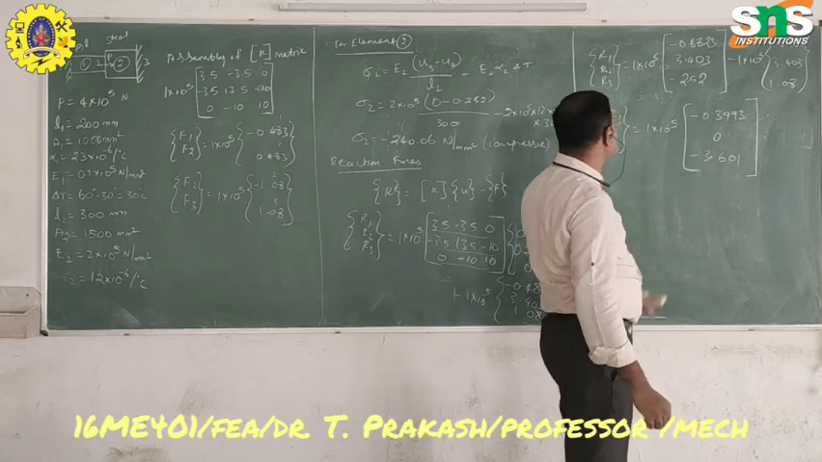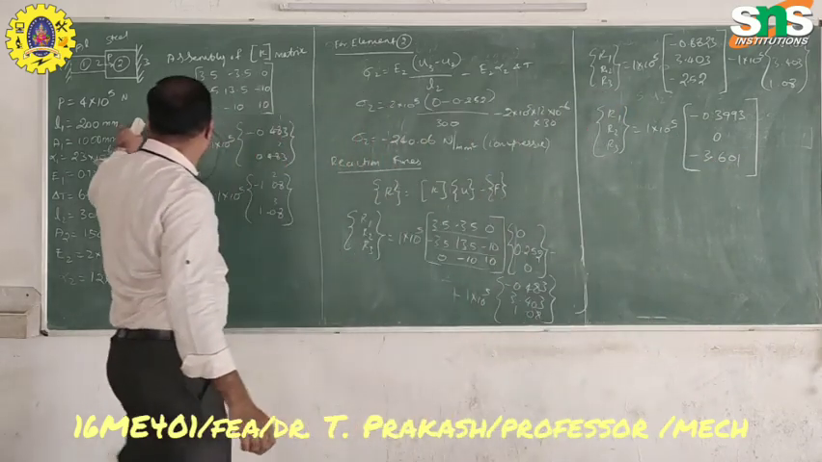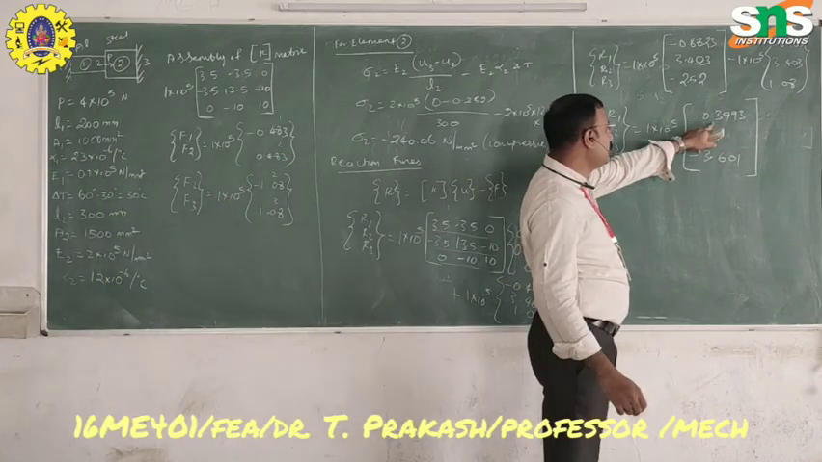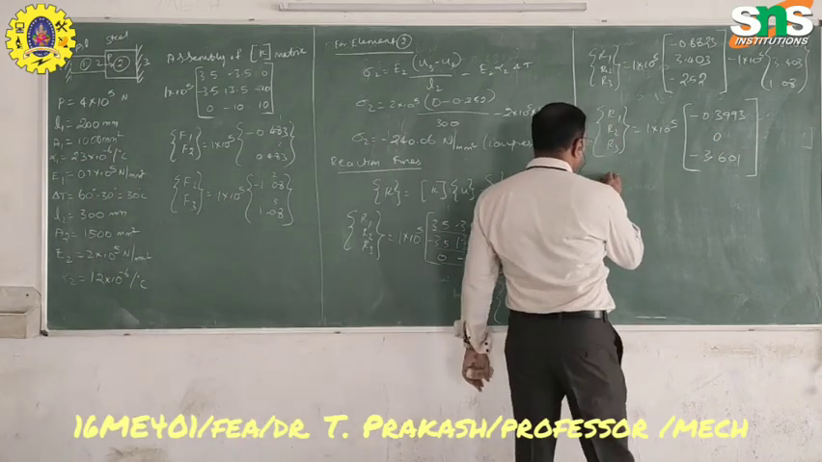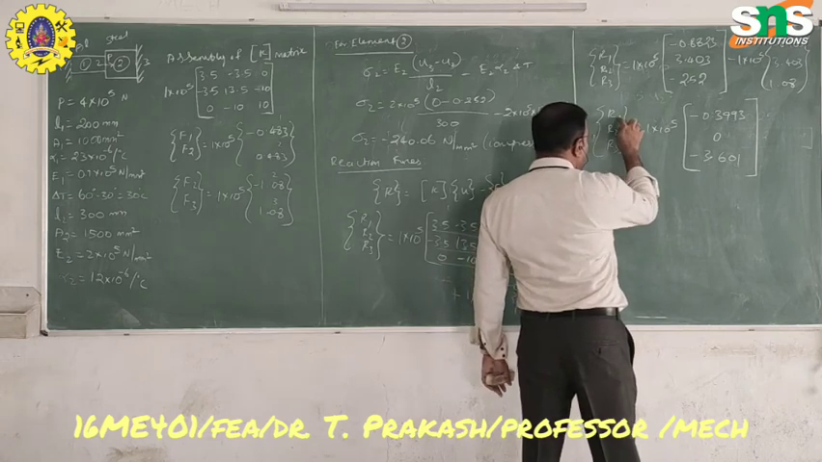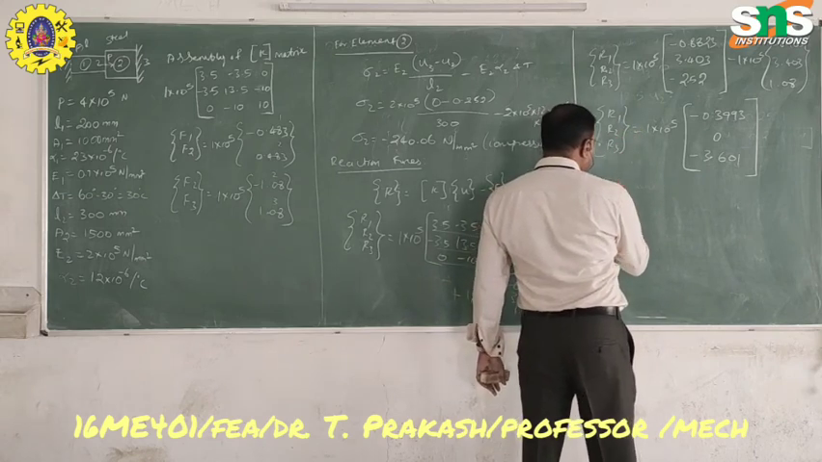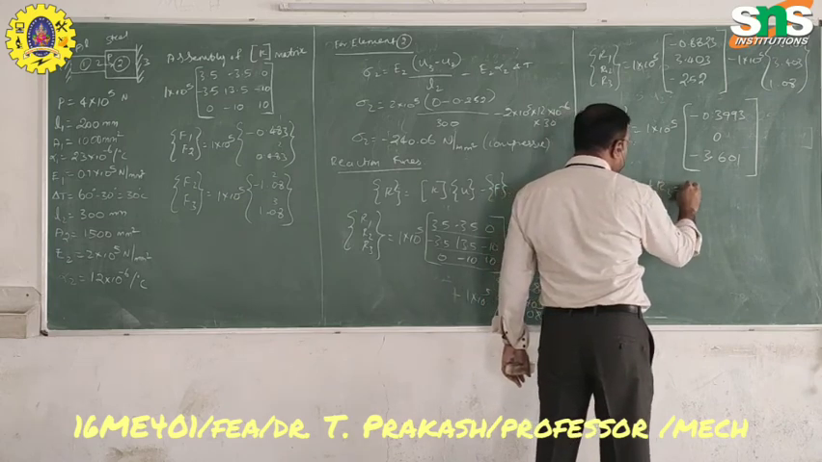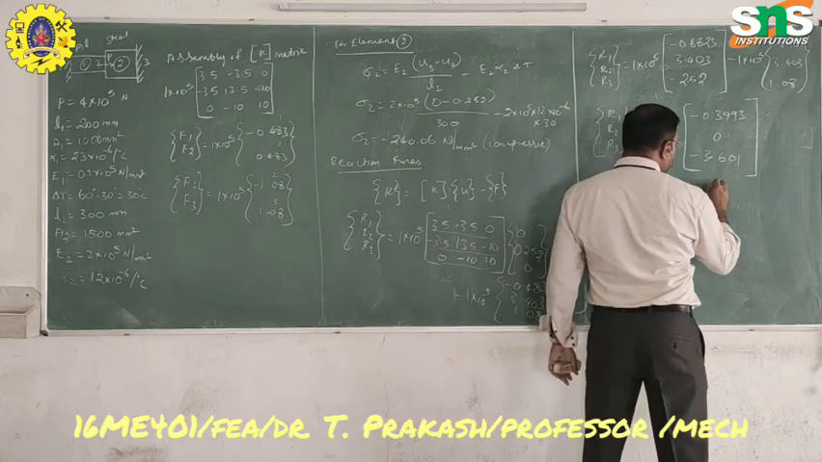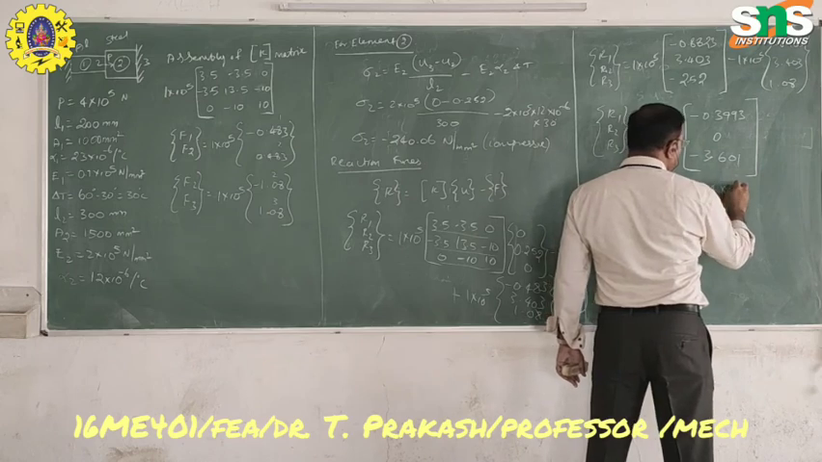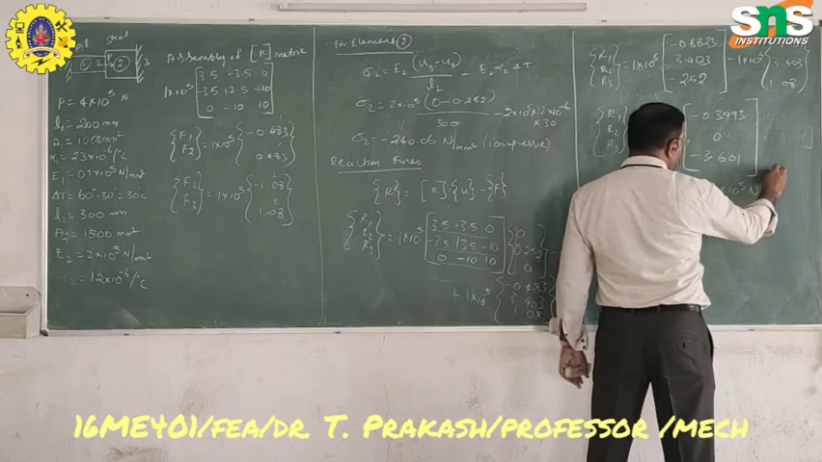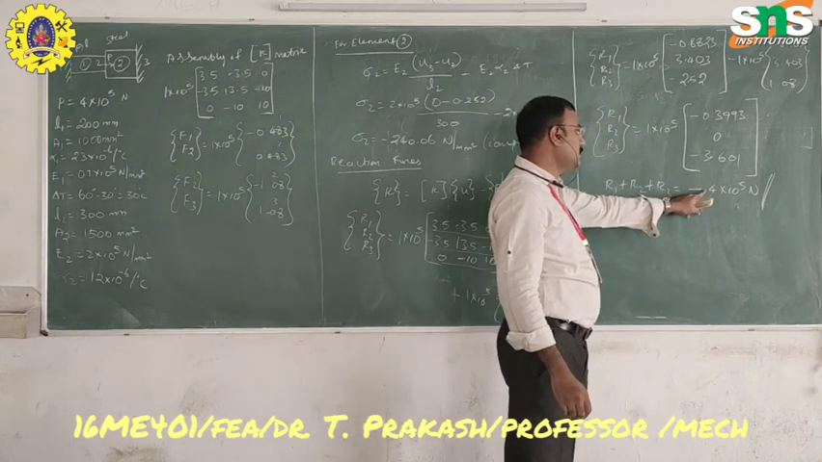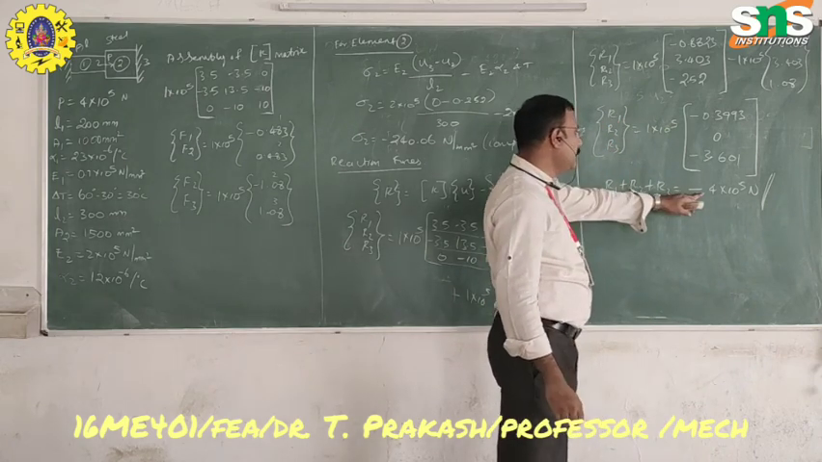Now we check the value. Total load we have applied is 4 into 10 power 5 Newton. Therefore, it is nearer to the value. You can see the value is nearer to 4. Now you know the R1, R2, R3 values. When you add the values, you get minus 4, around 4. Therefore, it is verified. Our reaction forces are negative, therefore they are in the opposite direction.